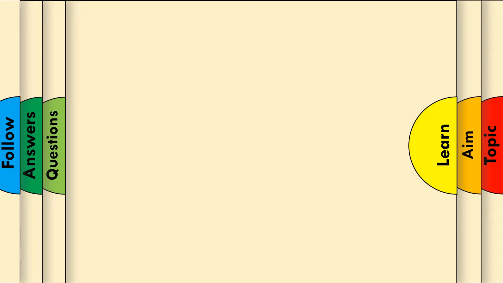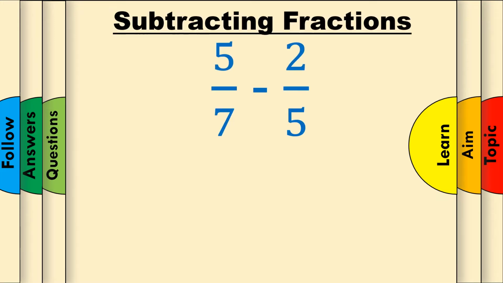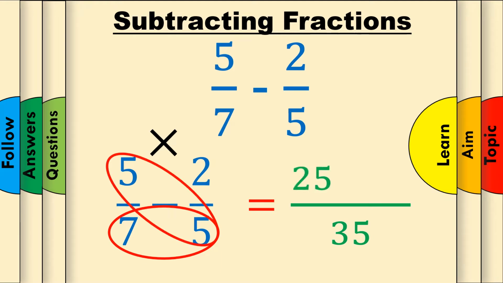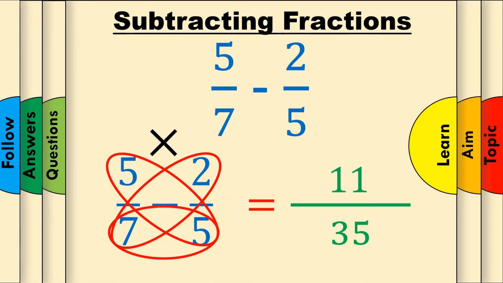5 over 7 minus 2 over 5. As always, multiply the denominators together. 7 multiplied by 5 is 35. Then multiply one pair of diagonal numbers together. 5 multiplied by 5 gives 25. Now multiply the other pair of diagonal numbers. 7 multiplied by 2 is 14. 25 minus 14 equals 11, leaving us with 11 over 35 as our final answer.